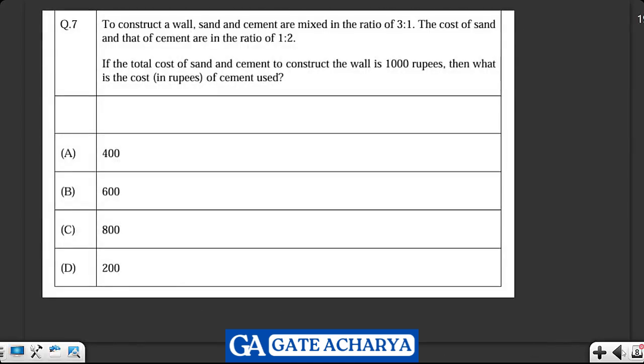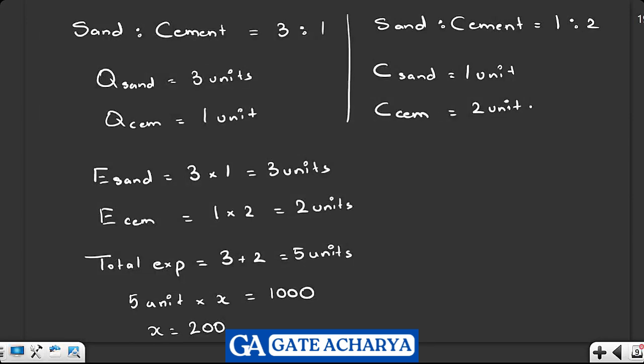So I want the cost of cement used. How much is the cost of cement? Cost of cement is how many units? 2 units. You can call this X value as 1 unit price. This X is the price of 1 unit, or expenditure of 1 unit.